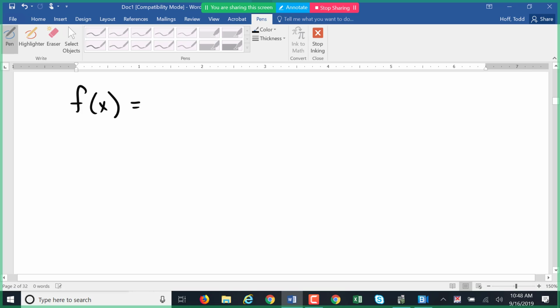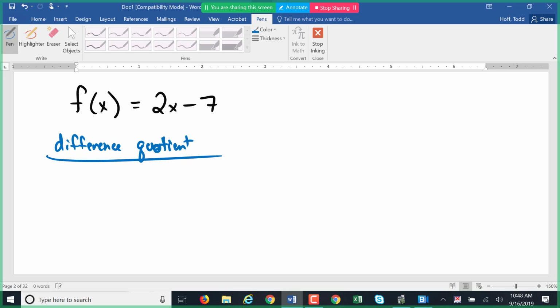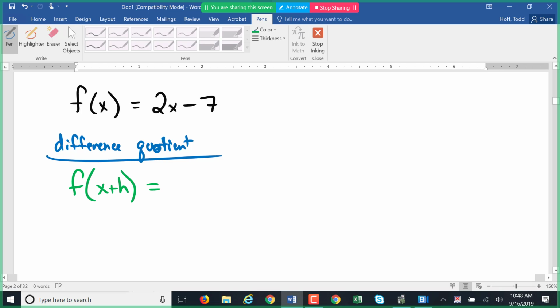So if f of x equals 2x minus 7, let's find the difference quotient. Well, first of all, we're going to define f of x plus h. That's going to be 2, and instead of x, we're going to put in x plus h, minus 7. So that's 2x plus 2h minus 7.